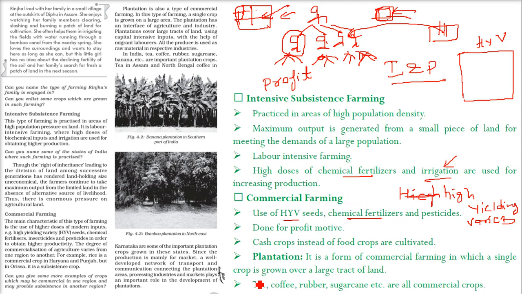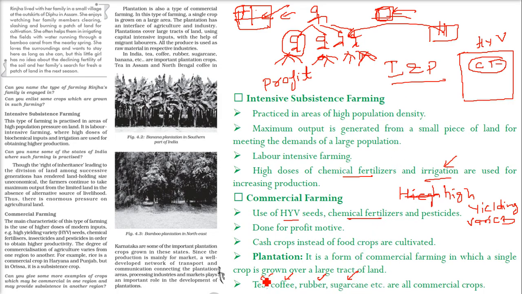There is one more type of farming which is called plantation. That is called bagan in Hindi. So this plantation is a form of commercial farming only. Please understand, plantation is also a form of commercial farming in which a single crop is grown over a very large tract of land. The crops we grow here include tea, coffee, rubber, sugarcane, etc. These are the plantation crops.